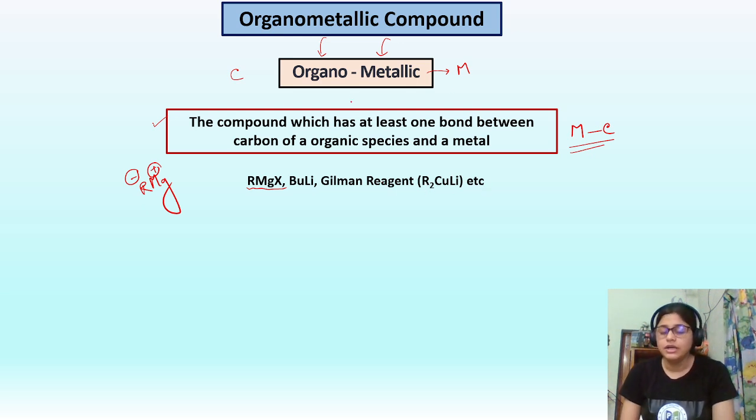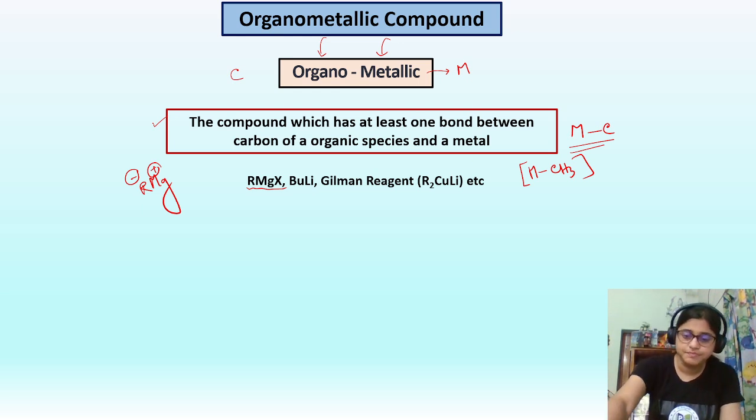These are some examples of known organometallic compounds, and also, let's say, when we take any metal and carbon bond, like M-CH3, this way also we can represent the organometallic compounds.